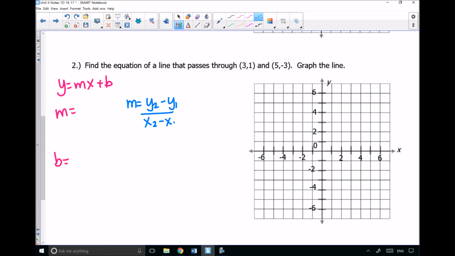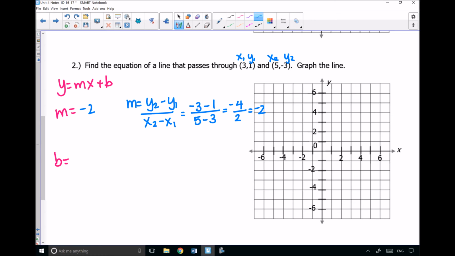over x2 minus x1. So I know that this 3 is x1. I know that the 1 is y1. I know that the 5 is x2, and that the -3 is y2. So I'm going to do -3 minus 1 over 5 minus 3. So when I subtract 1 from -3, I get -4, and 5 minus 3 is 2, so I get -2. So I know my slope is -2.